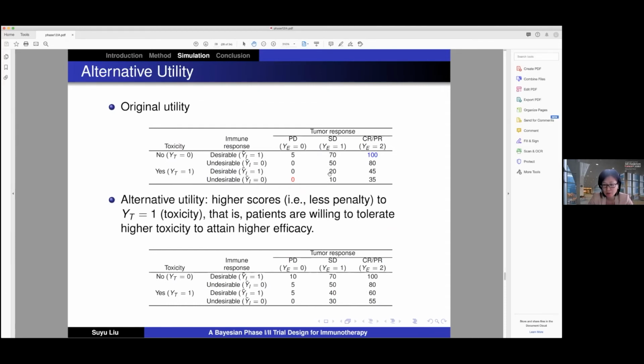So when we have observed toxicity, in the original utility the values range from 10 to 45. In the alternative utility, we specify much higher utility in this section. We give a higher score here, meaning patients are willing to tolerate high toxicity to attain high efficacy. That's why we give a higher value. Using the alternative utility, let's compare the performance of the proposed design.